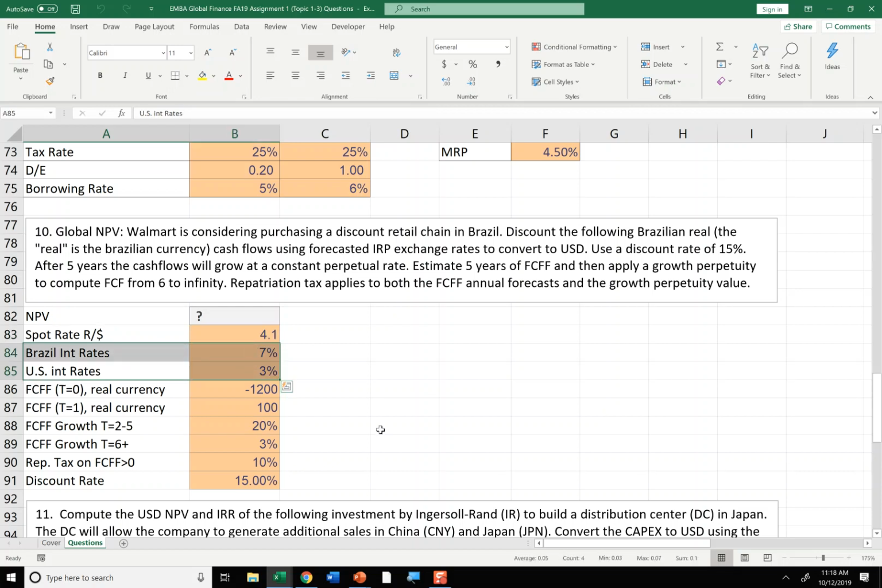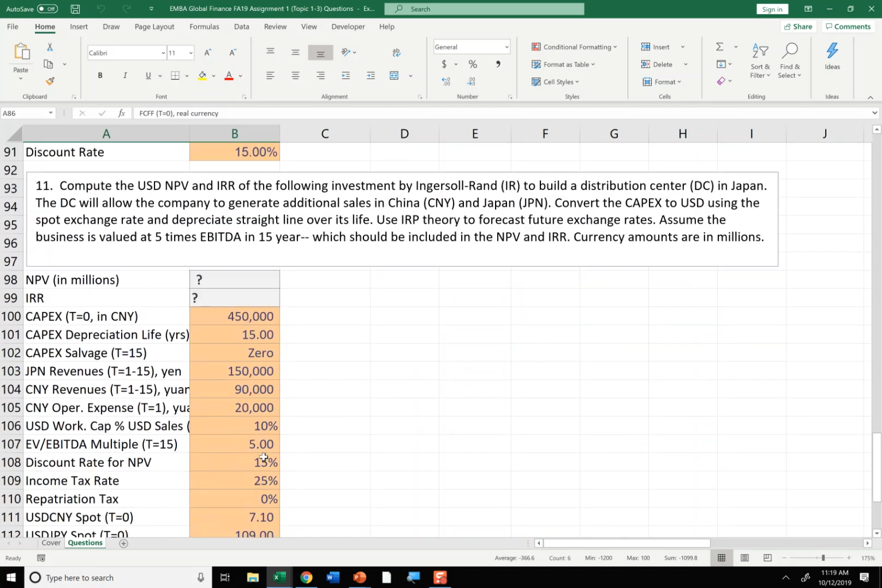However, you're given interest rates in the two economies. So I'll use that to forecast the 1 year, 2 year, 3 year, 4 year, 5 year exchange rates. That's what I'll use to convert these cash flows back to dollars. All right, we're going to do an example in a little bit and then apply a growth perpetuity. And then I kind of gave you a hard question.